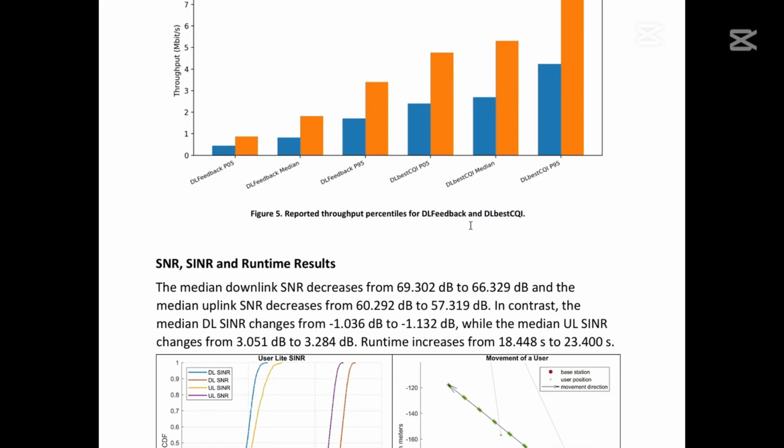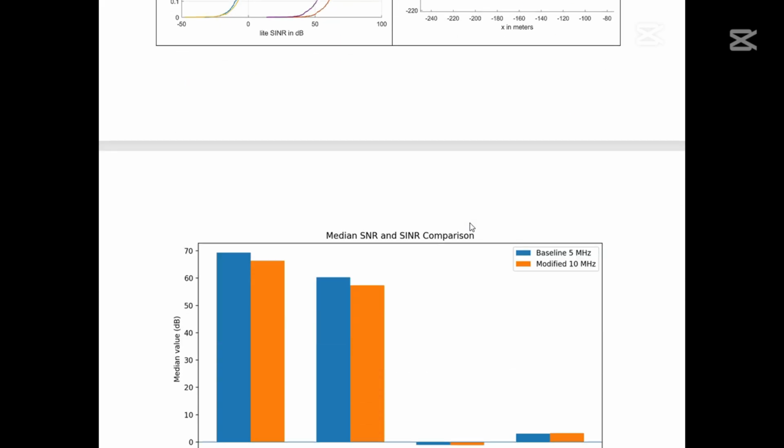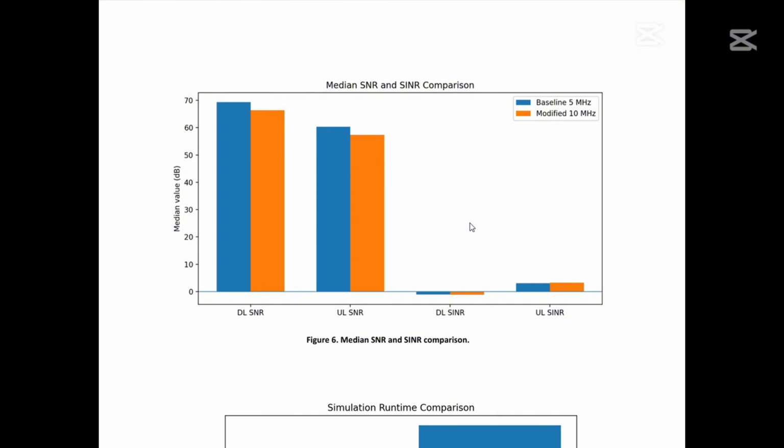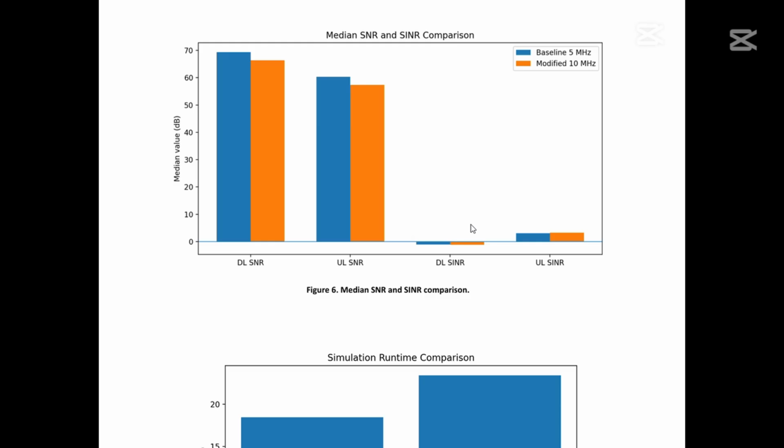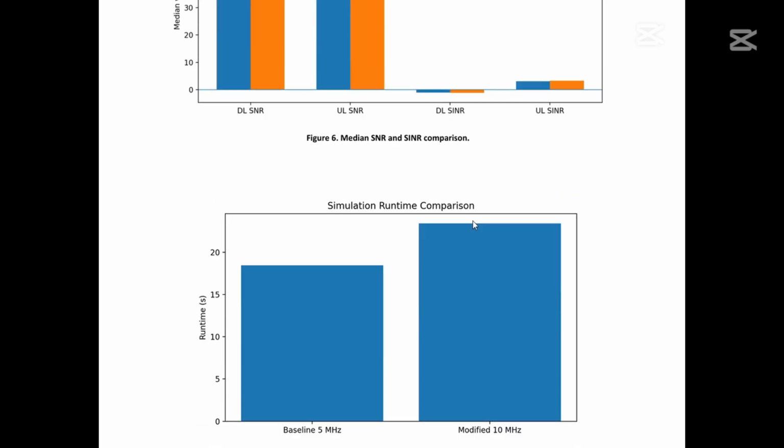Here we can see the SNR and SINR comparison more clearly. The SNR decreases by approximately 3 dB, but the SINR remains almost unchanged. This is important because SINR depends not only on noise but also on interference and desired signal power. Figure 6 shows the median SNR and SINR comparison. The decrease in SNR is clearly visible while the SINR value remains relatively close. Figure 7 shows the simulation runtime comparison.